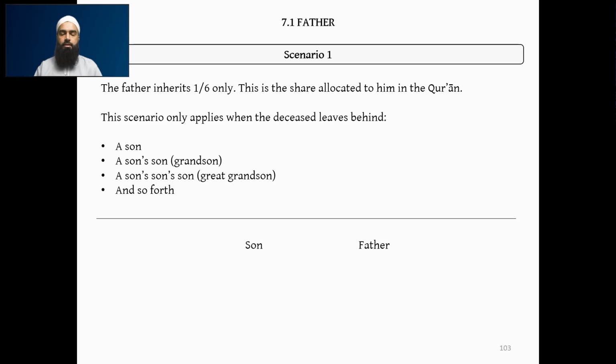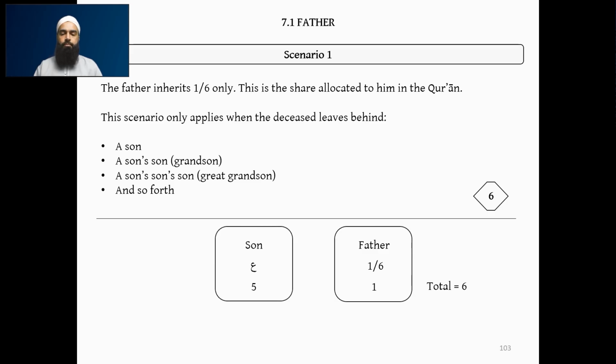Now to reveal the answer, the father will receive, like we said above, 1/6 because there's a son here, and the son is the agnatic shareholder, the asaba, receiving everything else. So we only have one fraction here, the sixth. We make the divisor out of 6, the denominator, the bottom number, and then we give the father his share, which is 1. We give the son the remaining, which is the 5. We total it up to make sure it adds up to 6, and it's all fine. So this is the first scenario of the father.